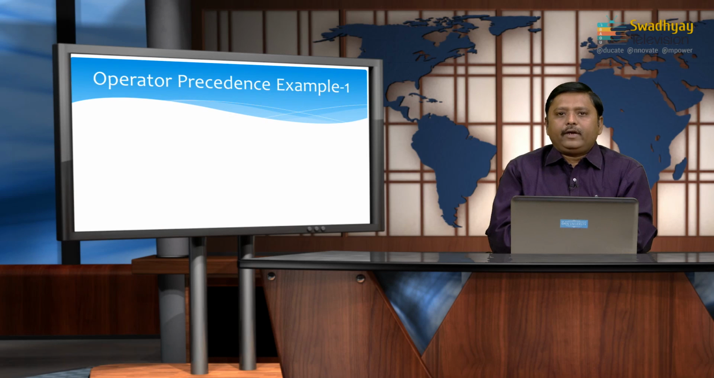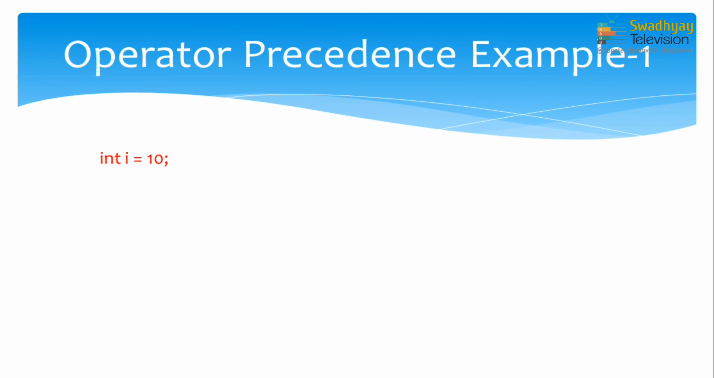Now, we take one example. For example, we have integer value i set to 10, and we write integer n is equal to i++ % 5. So, you might think what will be the answer and which operator is evaluated first.